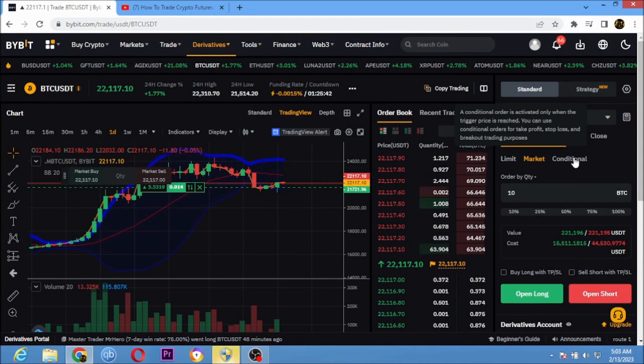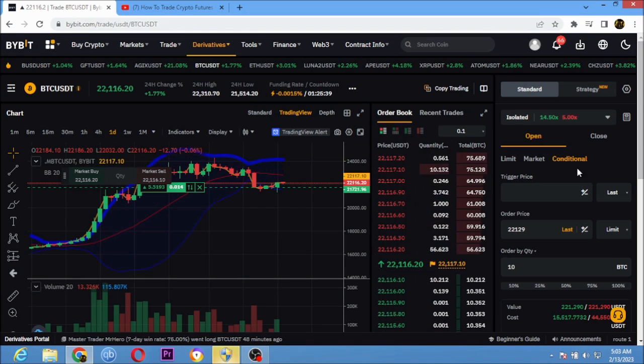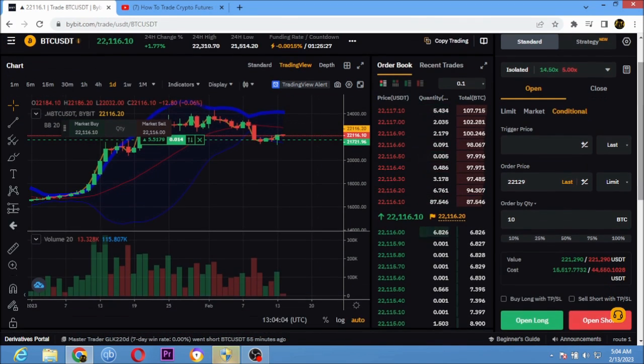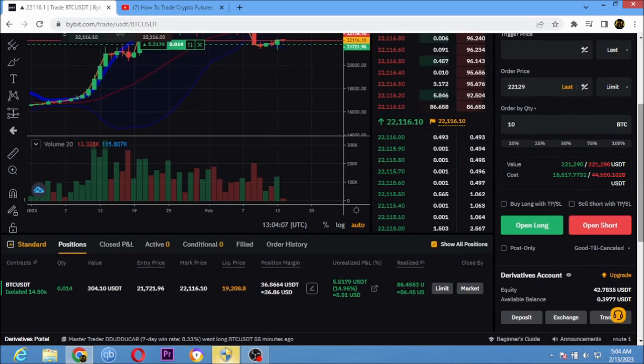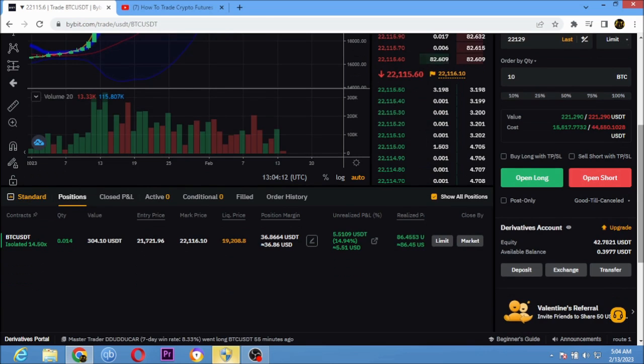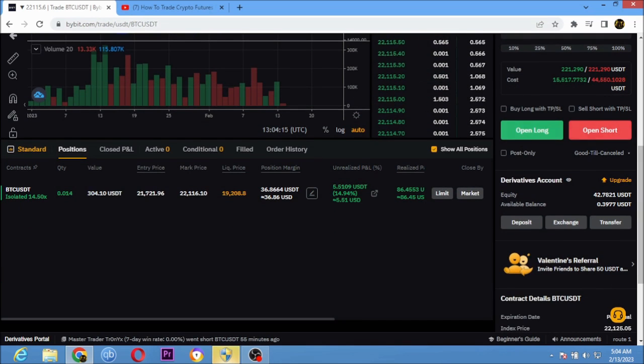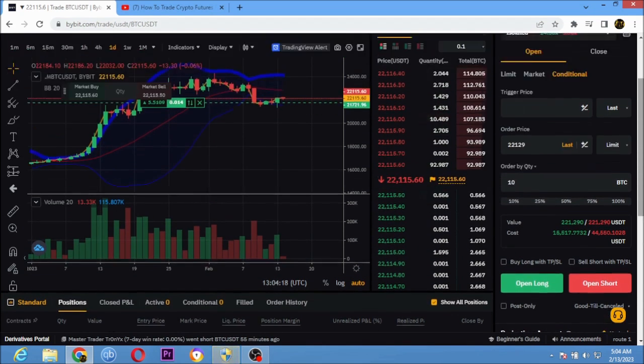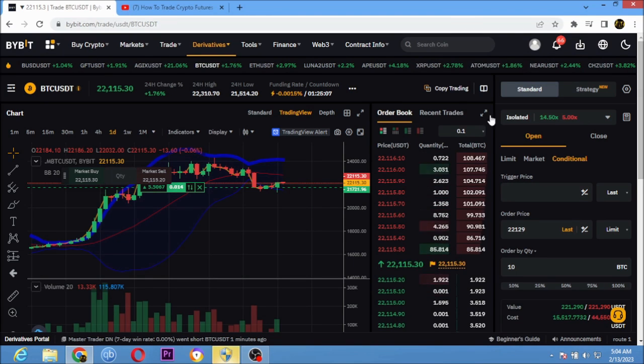If you want conditional, you can also still use it. This is the trigger price, this is the order price. You put the price where you want that specific position to be triggered from. This is the quantity that you want to use, then you set the buy long with your stop loss and take profit. Once you sell long, you will have already entered the futures trade. So that's how it works. Actually, it is as simple as that. You have to set everything in that.